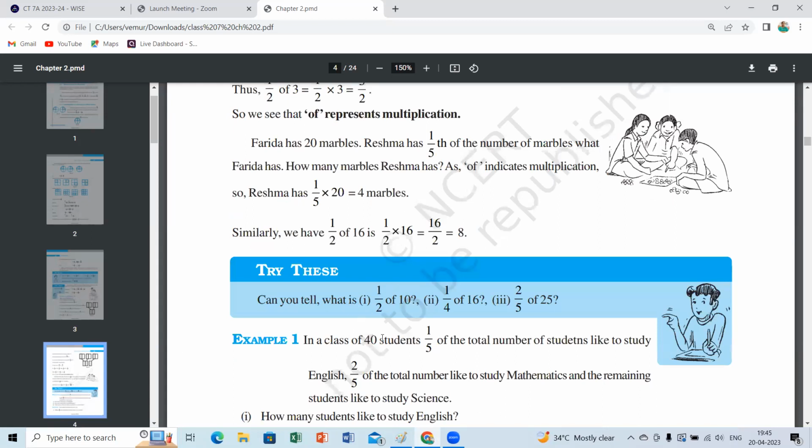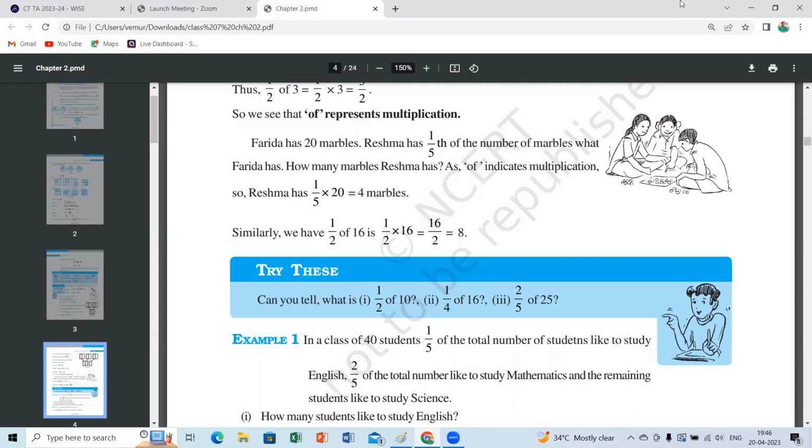So can you tell what is half of 10? 5. 1/4 of 16. Mama, I want 1/4 of 16 rupees to eat chocolate in my canteen. Means how much? 4, ma'am. Right. Like that also you can, because directly questioning is different. Indirect way of asking is also one logical thinking, children.